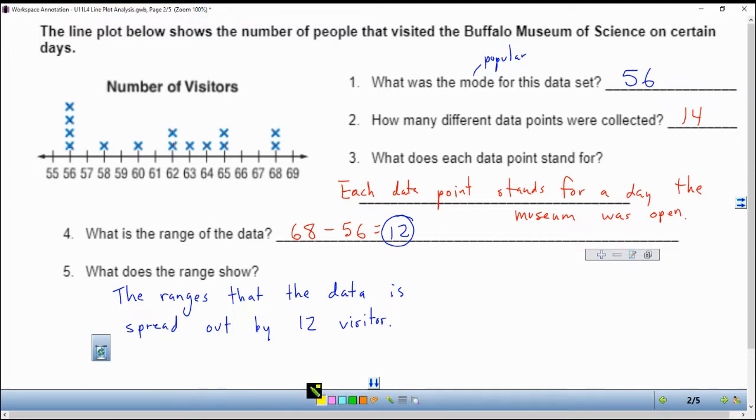The keyword there is spread. That shows how much the data is spread out. The less this number is, the more the data is close together. So if the range was like 100, that shows the numbers are a little bit farther apart for an example like this. All right, let's talk about shape in the next one, the shape of the data.